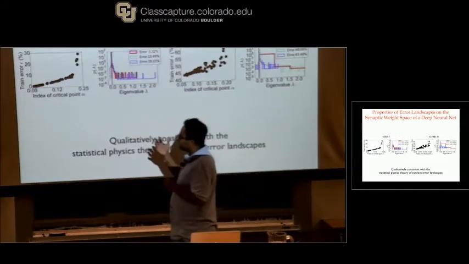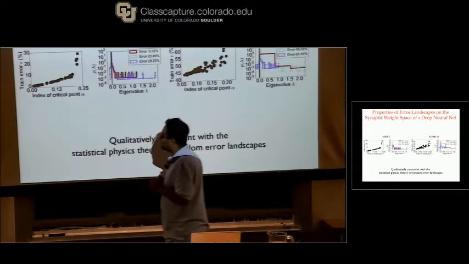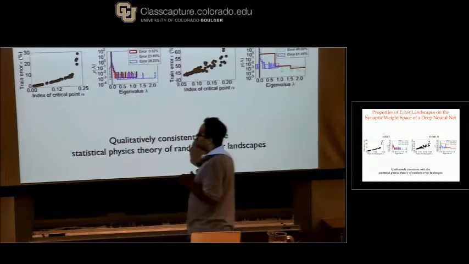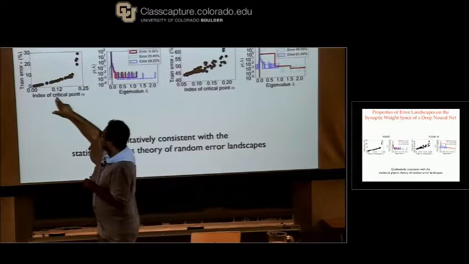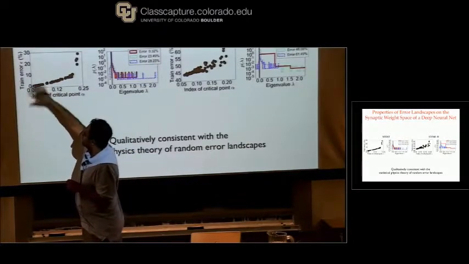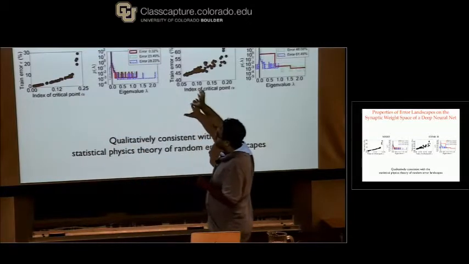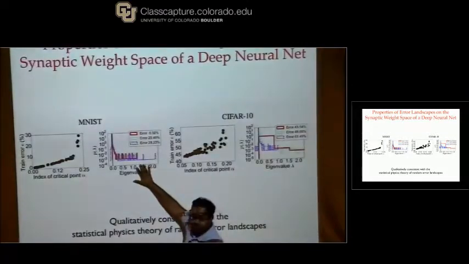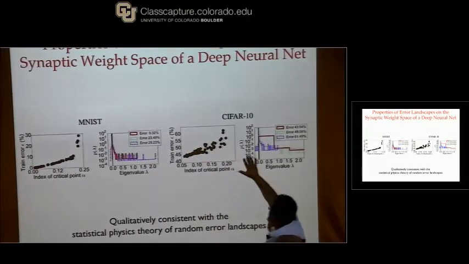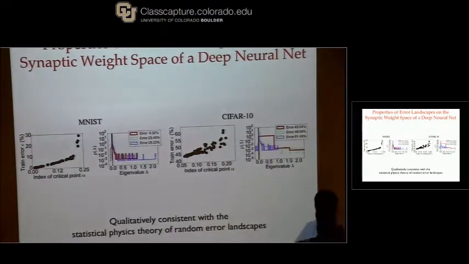And what it found was exactly, qualitatively, what was predicted by the Bray and Dean landscape picture. This is the index of the critical point, the fraction of negative eigenvalues, and this is the training error. And you see this monotonically increasing curve, both for a deep neural network trained on MNIST and a deep neural network trained on CIFAR-10. CIFAR-10 is an image classification task where you just have 10 classes, and these are more complex images than just digits.